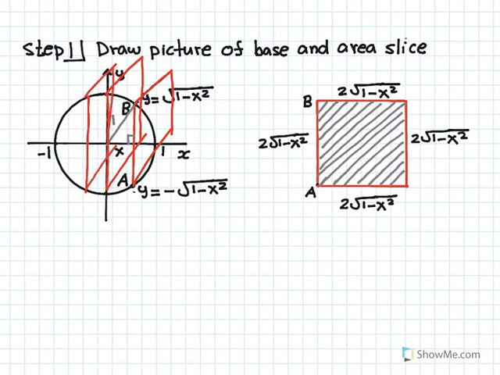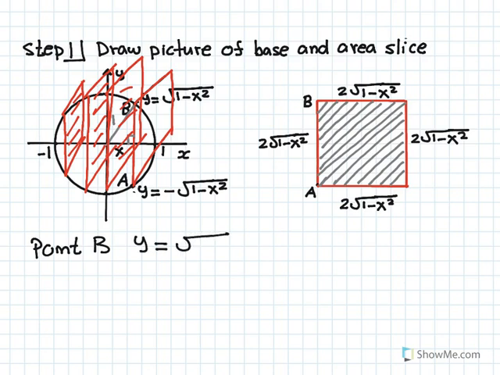So there it is. Here are some of the cross-sections. And we're going to find the cross-sectional slice as a function of x, then add them up in the x direction. These are the slices here, and the integral will add them up. All right, and we have the square here. The segment AB has a length of 2 root 1 minus x squared. So let's formalize that. Point B has y coordinate equal to root of 1 minus x squared.